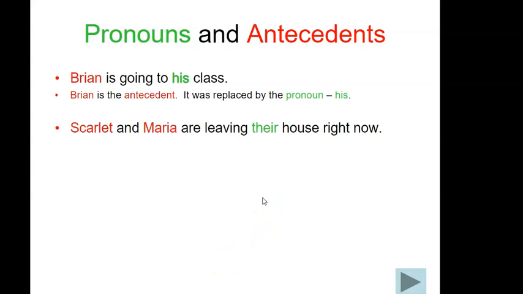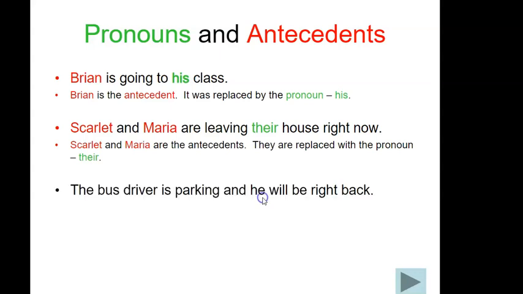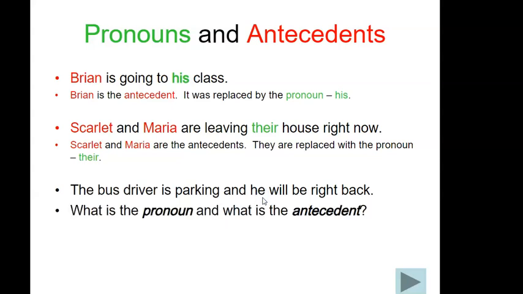Scarlett and Mary are leaving their house right now. Scarlett and Mary are the antecedents, and they are replaced with the pronoun they. The bus driver is parking and he will be right back. What is the pronoun and what is the antecedent? Bus driver is the antecedent and he is the pronoun.